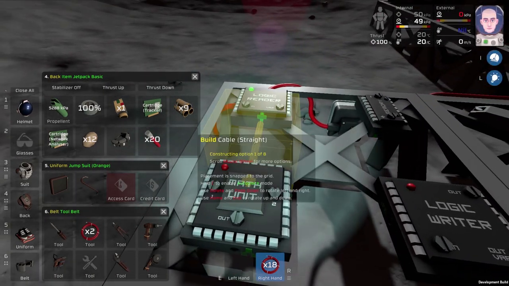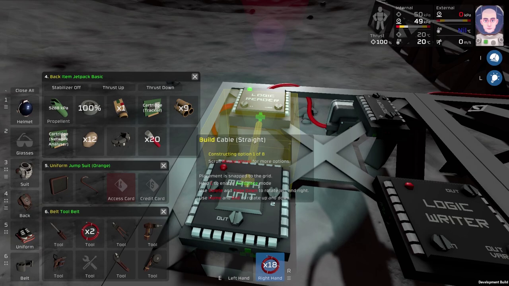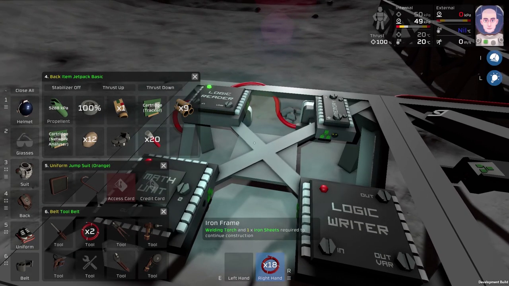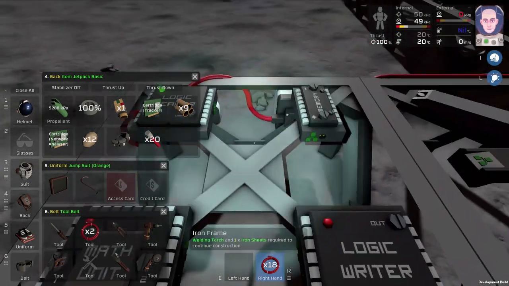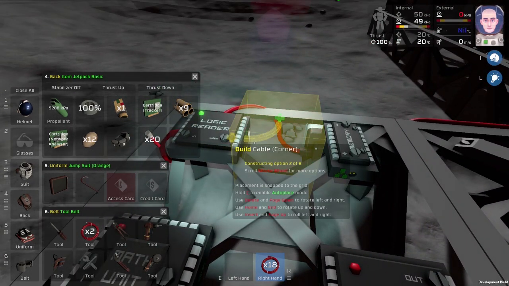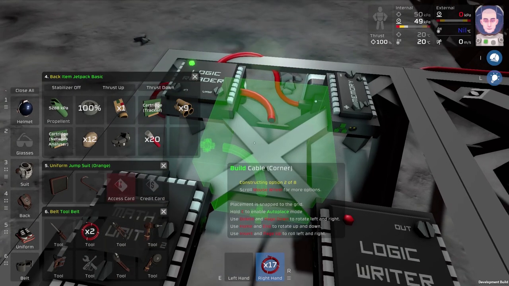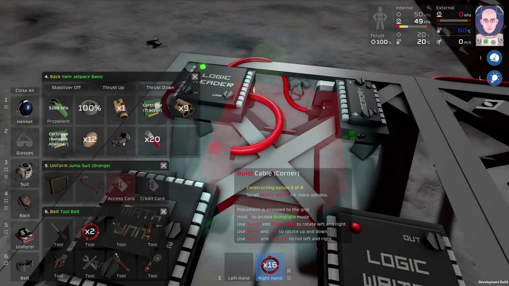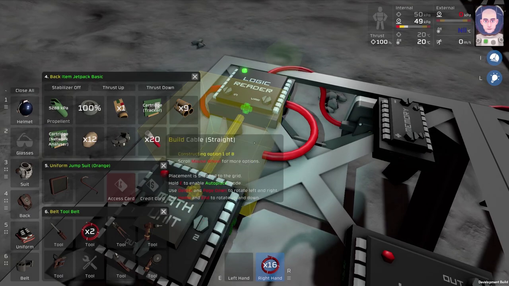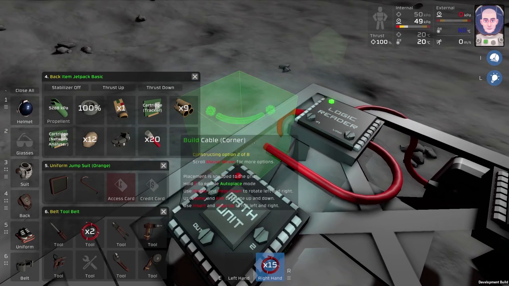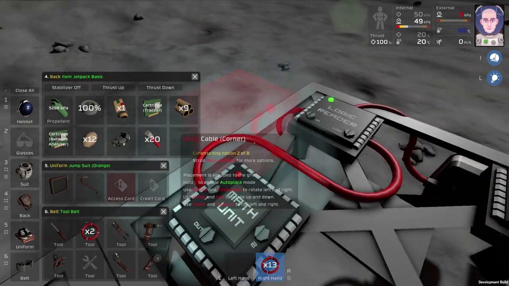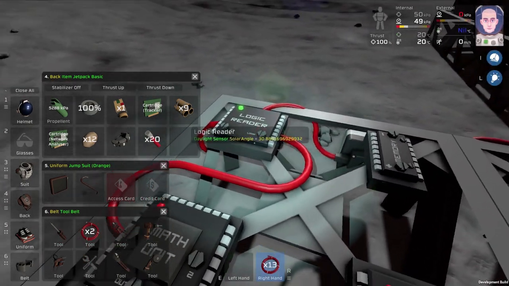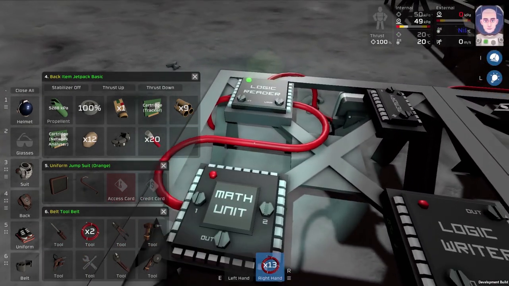Anyway, so here we go. We've got our math unit, right? So we're going to have to give it power. Well, actually, let's start with the reader, right? Reader sends out, and it's got to go into here. All right. Let's follow the sensible path, right? So we're going to go like this. We'll go input one, right? Reader. Now we go to math unit.